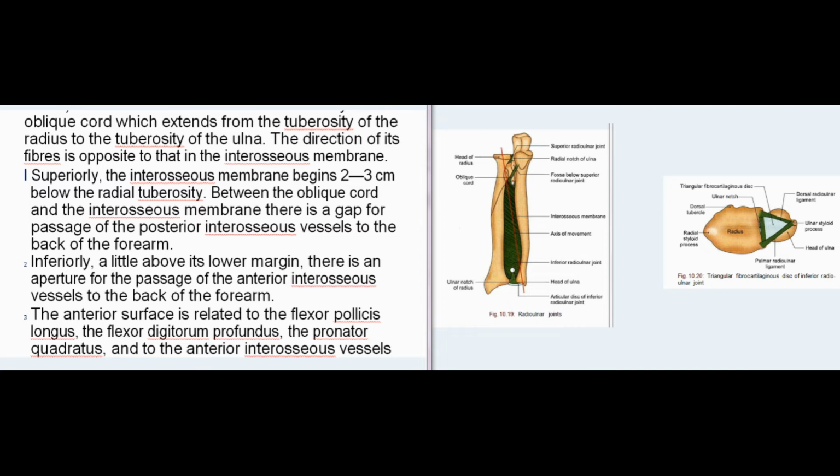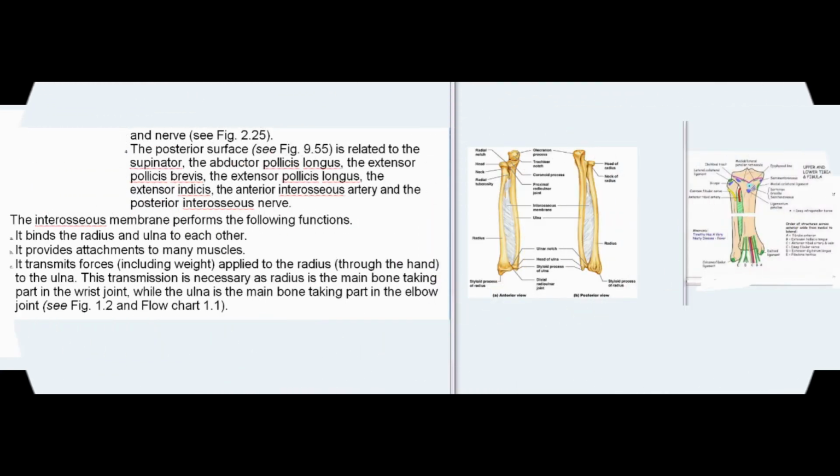3. The anterior surface is related to the flexor pollicis longus, the flexor digitorum profundus, the pronator quadratus, and to the anterior interosseous vessels and nerve, see Fig. 2.25. 4. The posterior surface, see Fig. 9.55, is related to the supinator, the abductor pollicis longus, the extensor pollicis brevis, the extensor pollicis longus, the extensor indicis, the anterior interosseous artery and the posterior interosseous nerve.